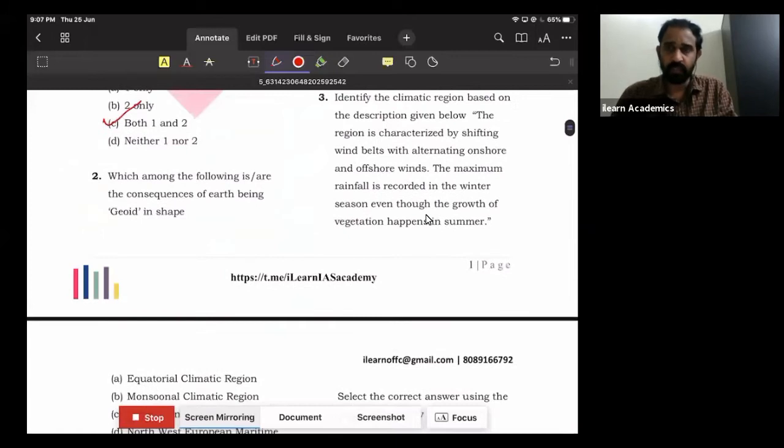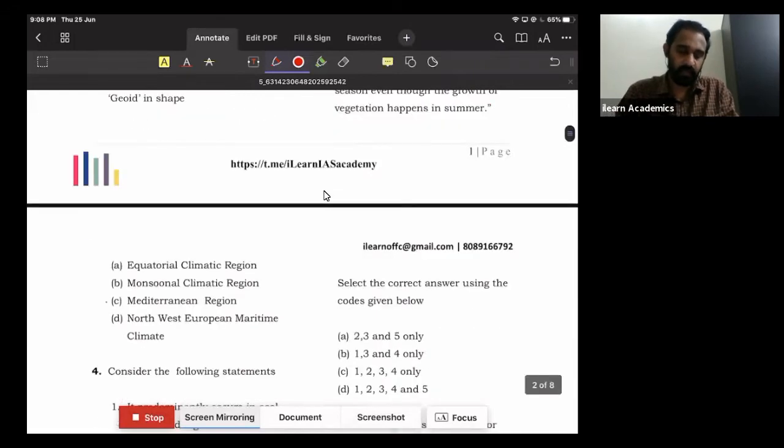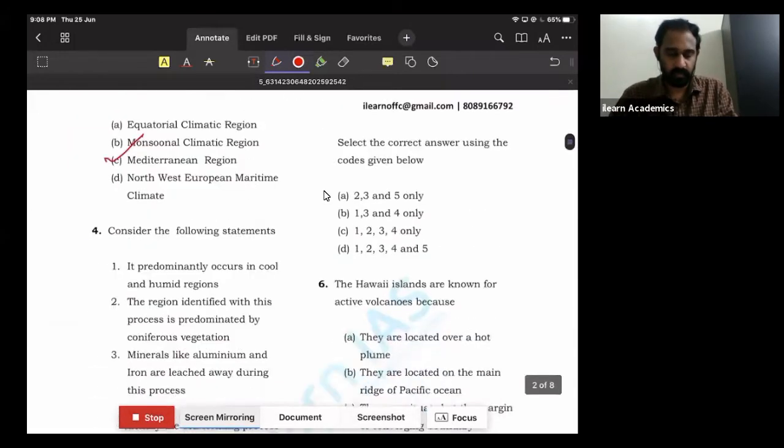Next question is about a climatic region. You have to identify a climatic region which is characterized by shifting of wind belts with alternating onshore and offshore winds, and rainfall. Maximum rainfall is recorded in the winter season. We know this is the characteristic feature of the Mediterranean region. So answer is C.